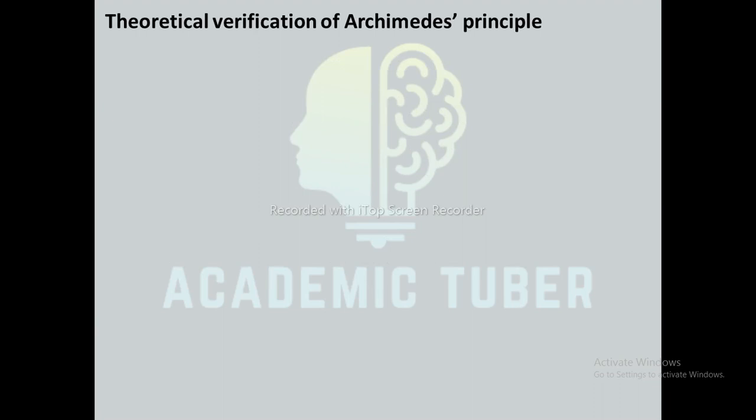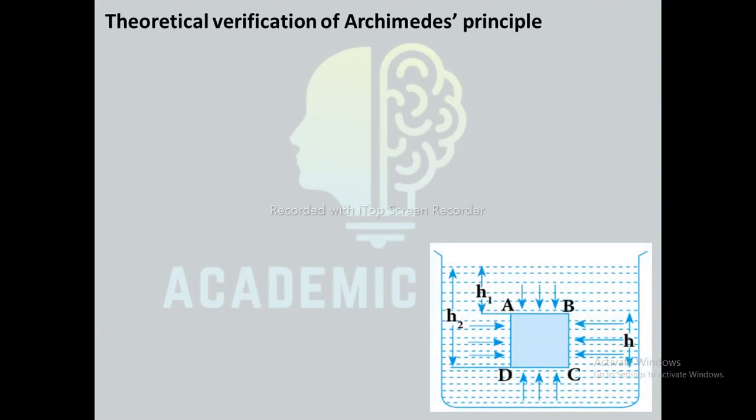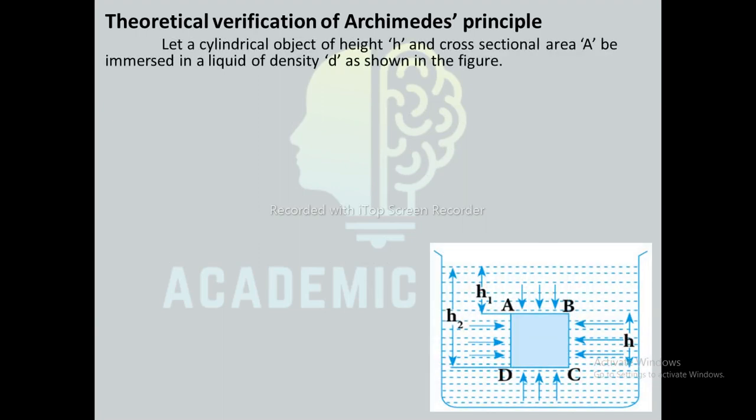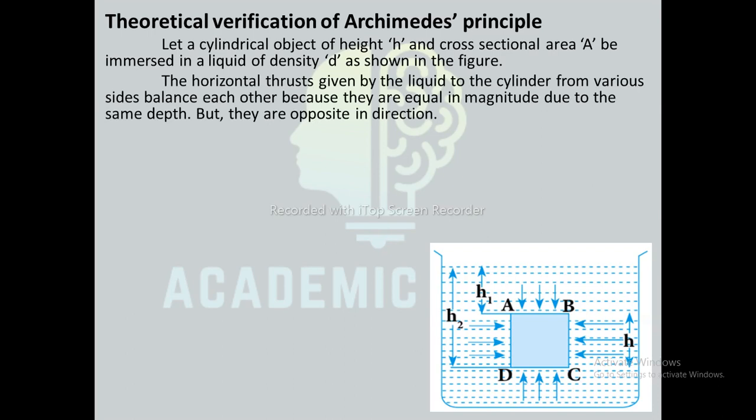Theoretical verification of Archimedes' principle. Let us consider a cylindrical object of height h and cross-section area A immersed in a liquid of density d as shown in the figure. The horizontal thrusts given by the liquid to the cylinder from various sides balance each other because they are equal in magnitude due to the same depth, but they are opposite in direction. The arrowheads in the diagram show the direction.